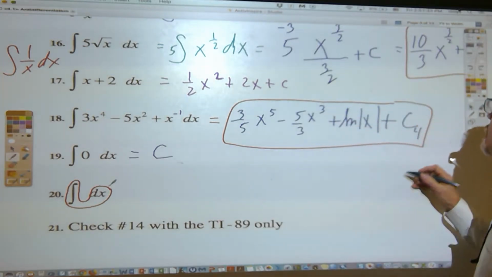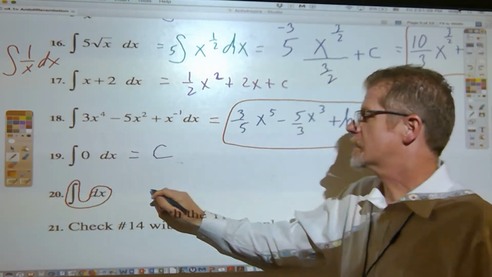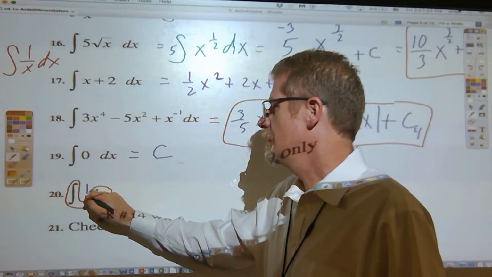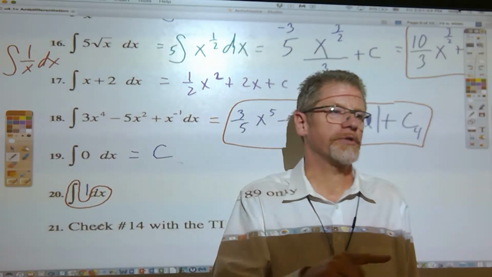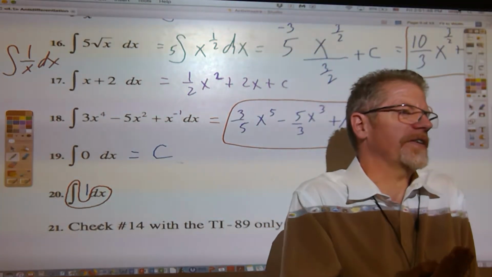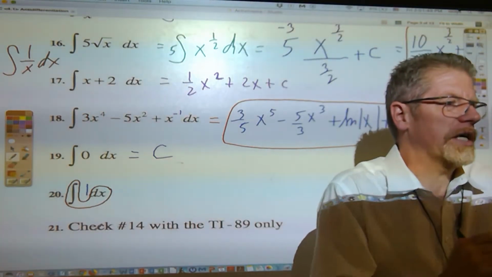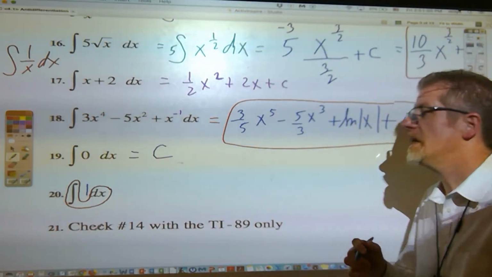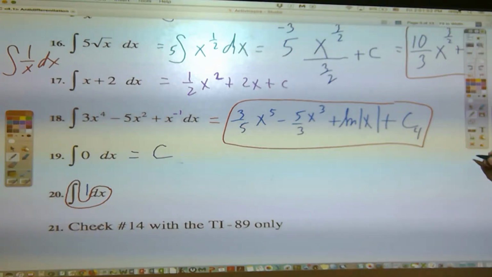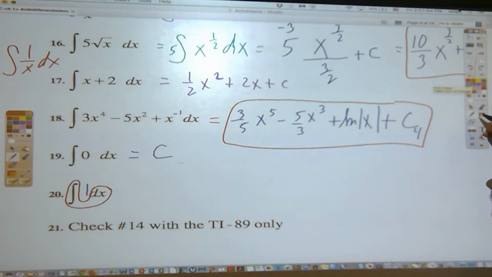But you know what though? It's a ghost. There's an invisible canoe occupant. It's always the number one. It's kind of like x squared. What's the coefficient of x squared? There's an invisible one there. It's 1x squared. So really, when you see antiderivative of a ghost with respect to x, that's really the number one.